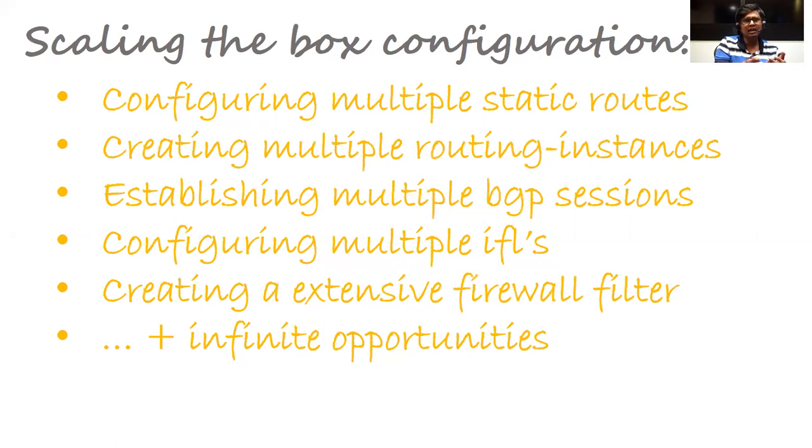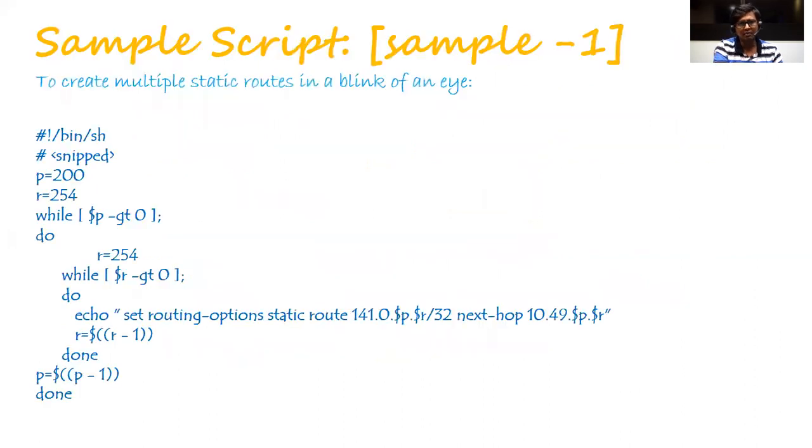Under such a scenario, we should try to leverage the capabilities of the inbuilt shell which we have with Junos. And I'm not limiting you to these examples. You can do infinite jobs with the help of this shell. Let me quickly cover a couple of samples. This sample covers how to create multiple static routes. I just showcased creating around 50K static routes in the blink of an eye.